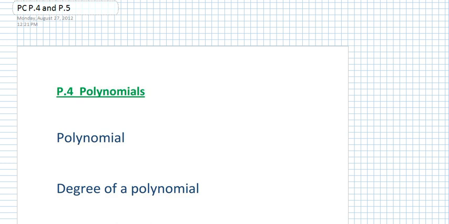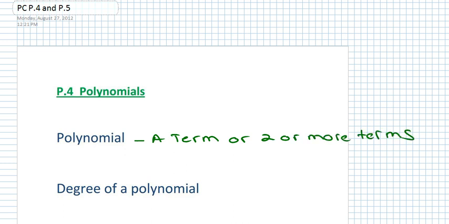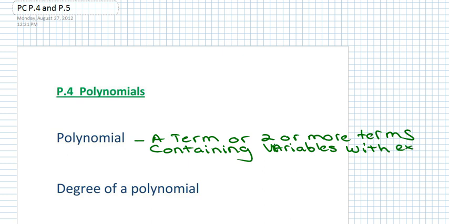Today's video is reviewing section P4 and P5 about polynomials. A polynomial, by definition, is a term or two or more terms containing variables with exponents that are whole numbers.